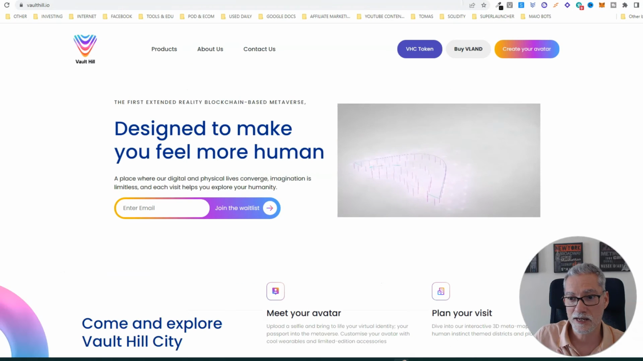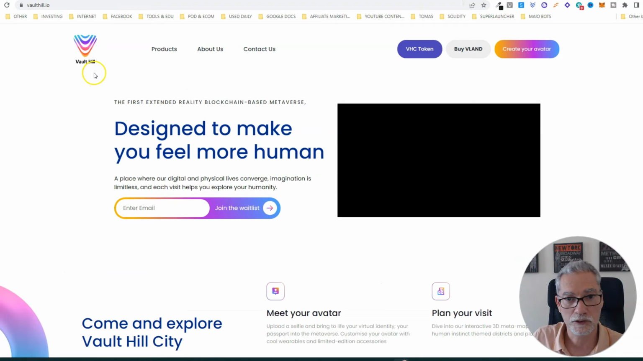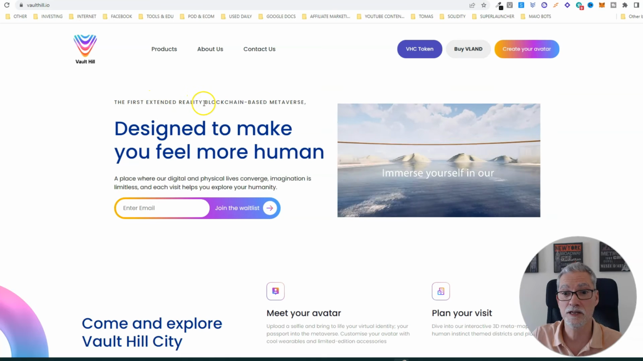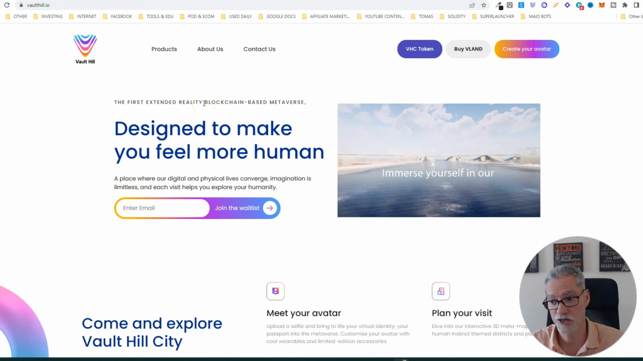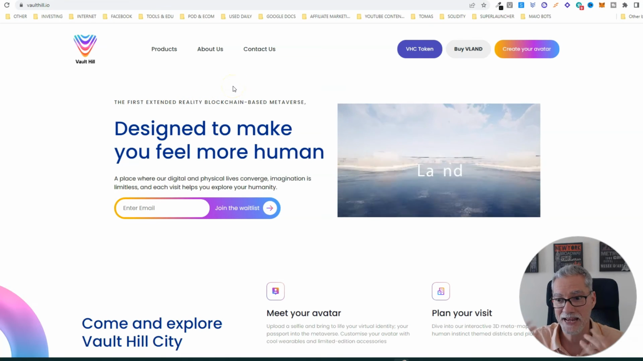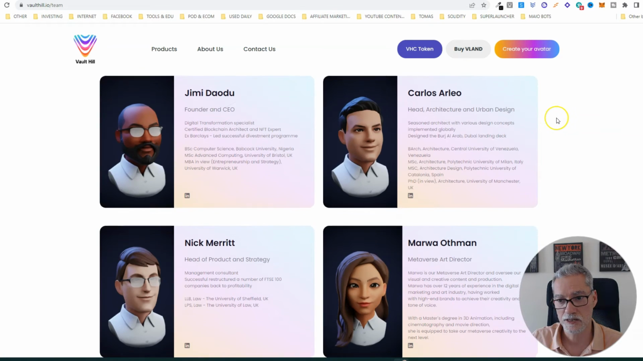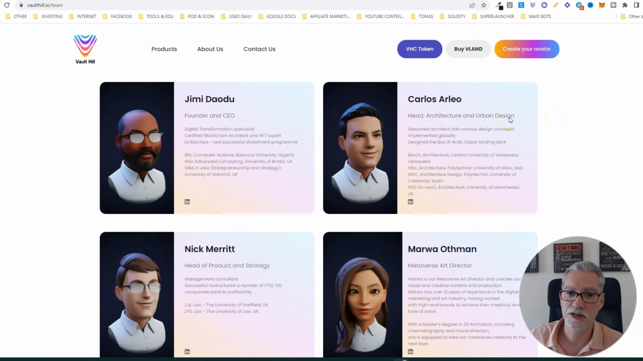Okay, so let's take as an example Volthill. Volthill is the first extended reality human-centric blockchain. Okay, so this will be a metaverse. This is a very exciting project. Here you can see the team. So I prefer seeing real photos of the team members because this is a metaverse. I understand that they use avatars, but they are really similar to the real people, to the real team members.